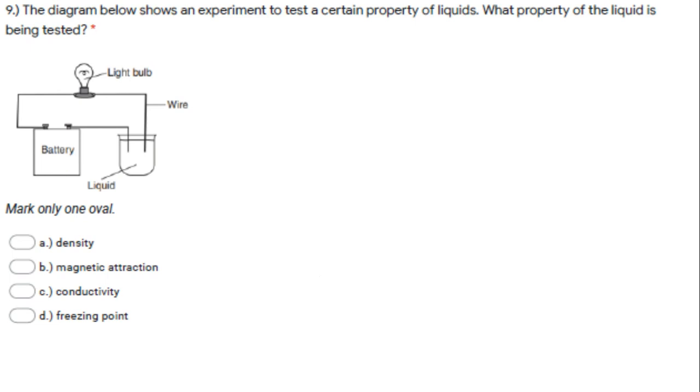All right, question 9. The diagram below shows an experiment to test a certain property of liquids. What property of the liquid is being tested? Is it A, the density of the liquid, B, the magnetic attraction of the liquid, C, the conductivity of the liquid, or D, the freezing point of the liquid? Right, the correct answer choice is C, the conductivity of the liquid.